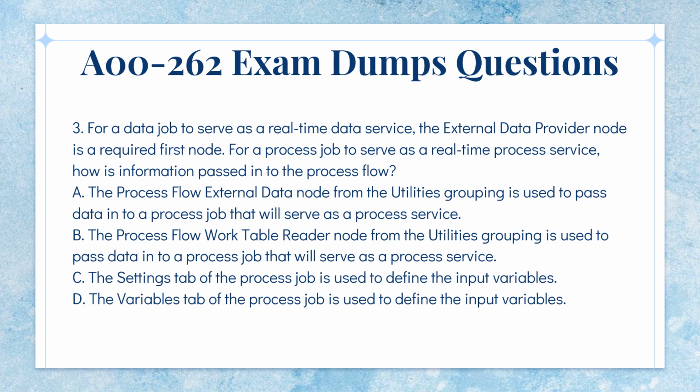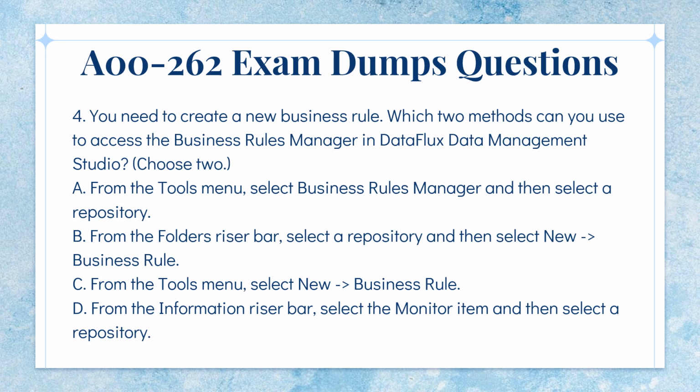C. The settings tab of the process job is used to define the input variables. D. The variables tab of the process job is used to define the input variables. 4. You need to create a new business rule. Which two methods can you use to access the Business Rules Manager in DataFlux Data Management Studio?